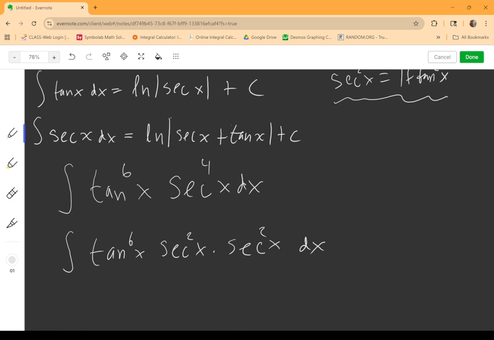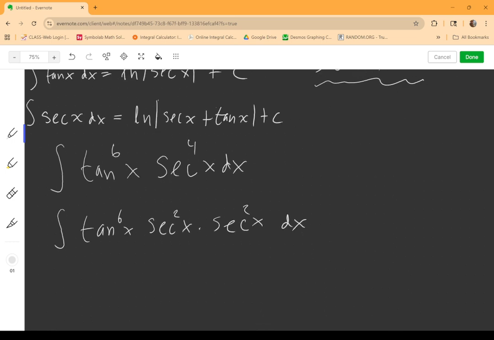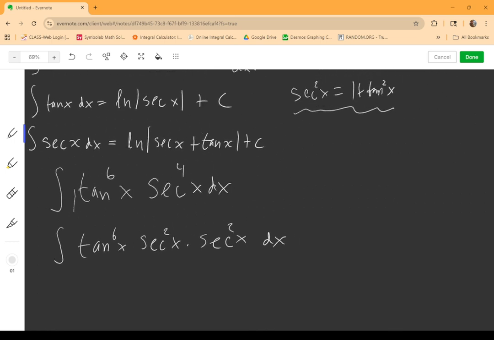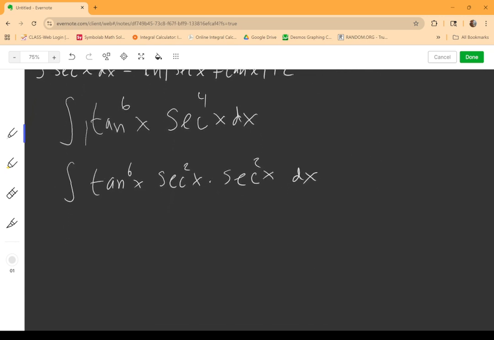The reason being is, here I know the derivative of the tangent is secant squared x. So I want to use that fact here. The only thing left, if I'm going to use that for the substitution, is that I need everything else to be in terms of tangent. Well, I can do that if I have an even power. If I have an even power, I can use this identity.